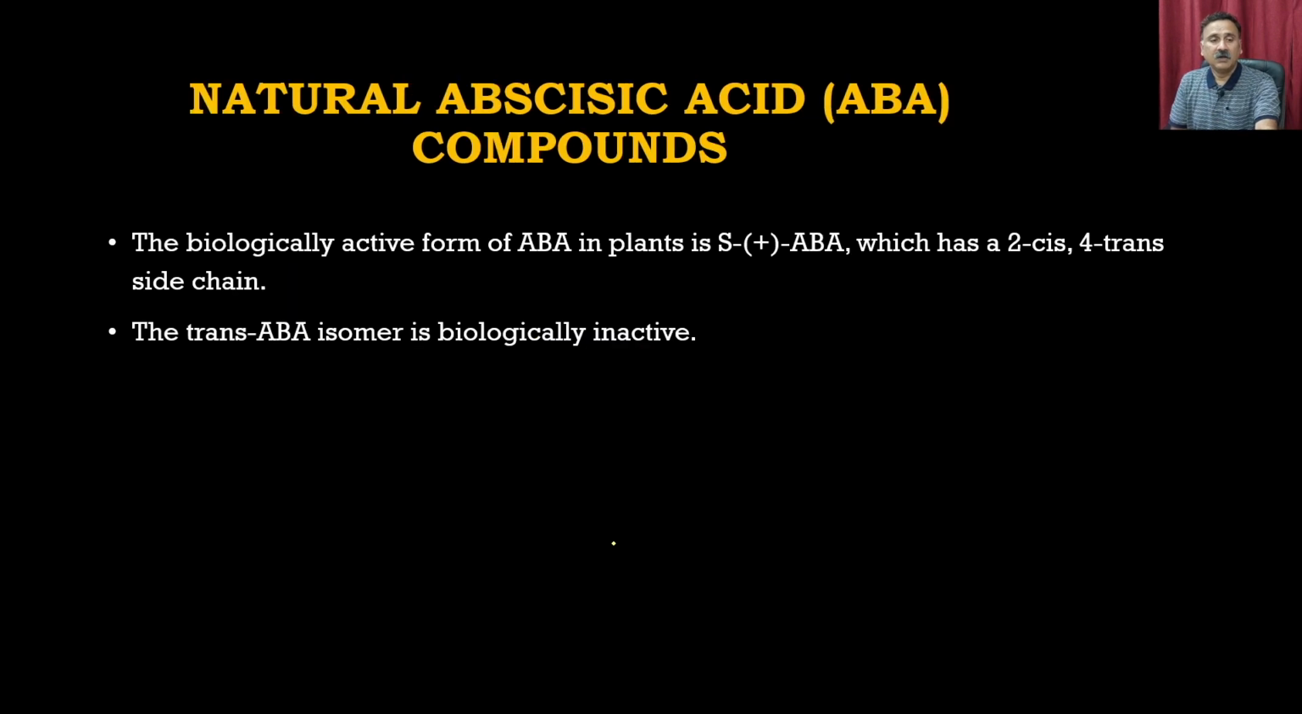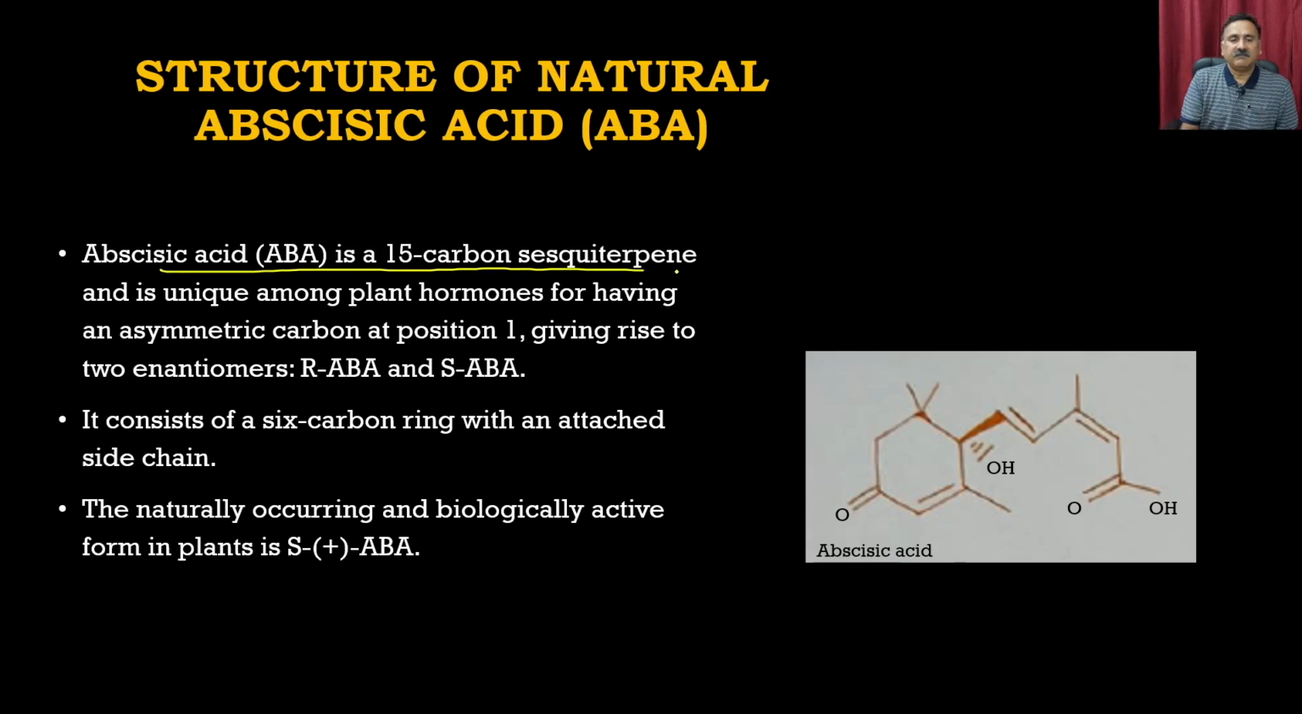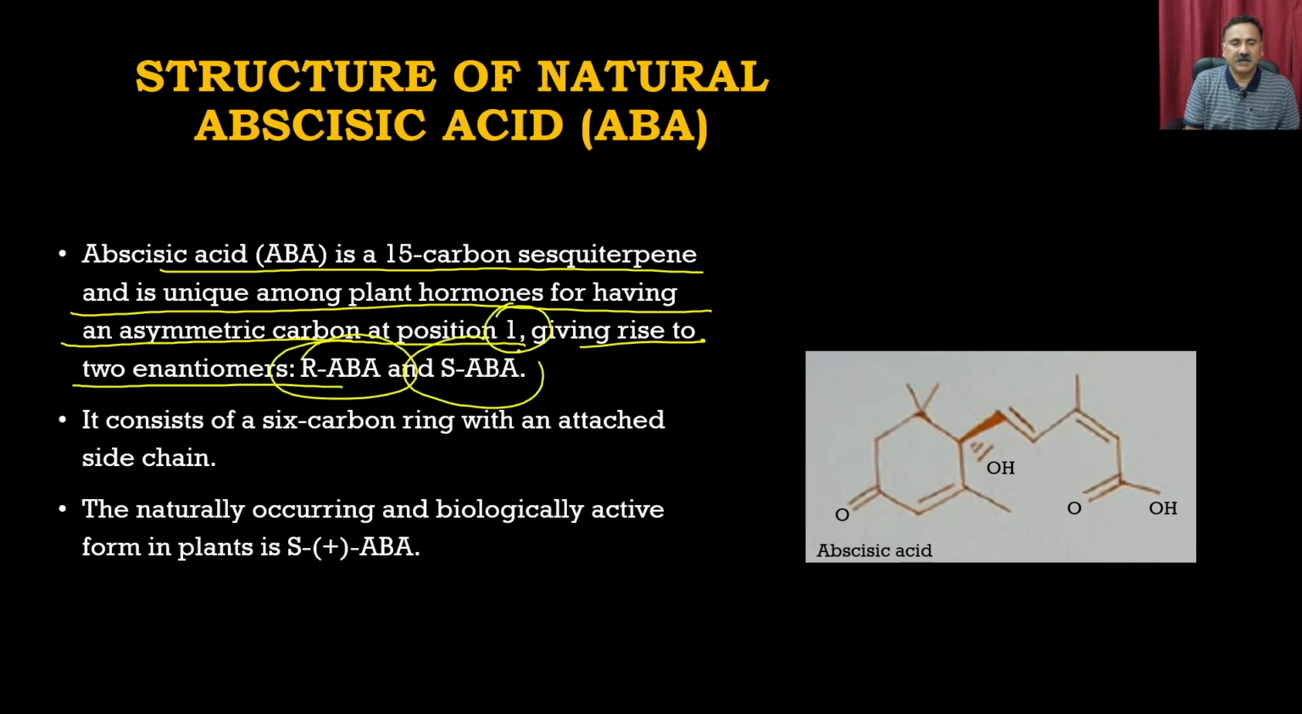seeds. The biologically active form of ABA in plants is the S-ABA, which has the two cis, 4-trans side chains. The trans ABA isomer is biologically inactive. ABA is a 15-carbon sesquiterpenoid and it is unique among the plant hormones for having an asymmetric carbon at position 1, giving rise to the two enantiomers R-ABA and S-ABA.